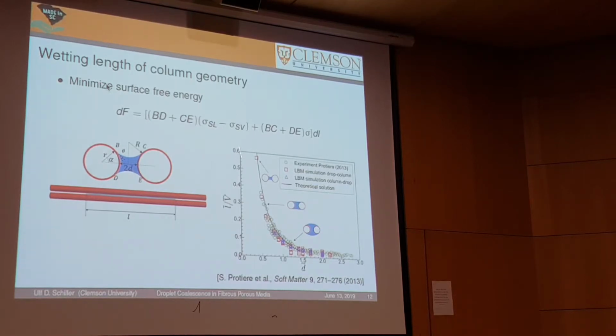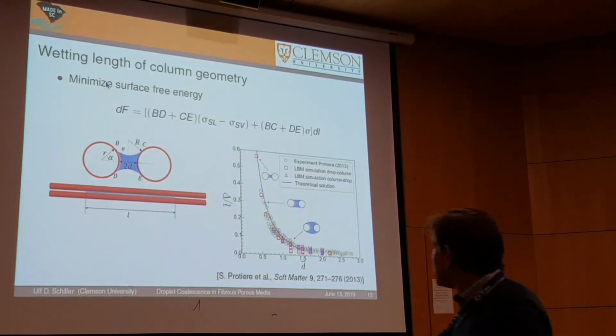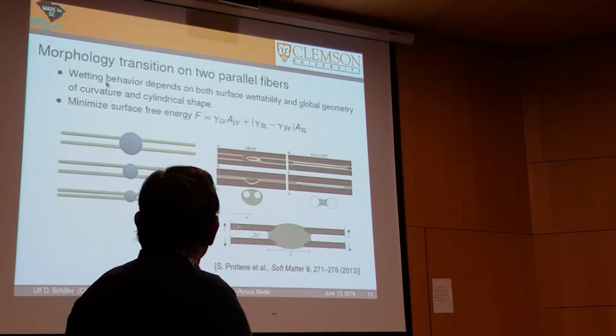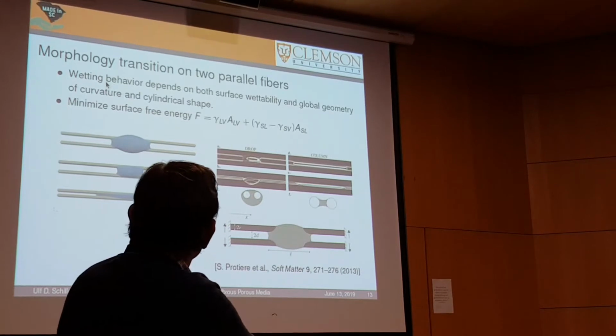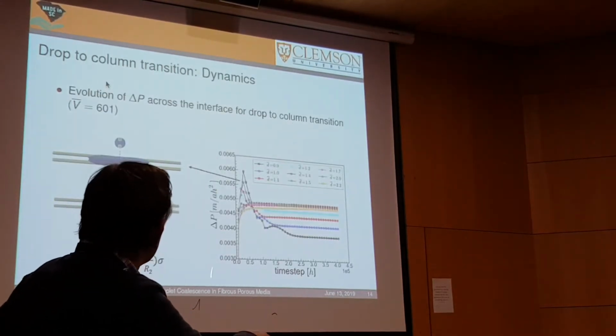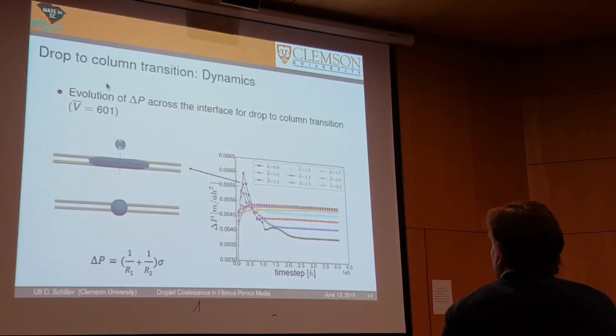And what we see here also is that the length of this column is similar, whether we start with a drop spreading out, or we start with a column that's initially too long and that recedes into a droplet. So right here, we cannot see any hysteresis, so we have to look more carefully into this. And that's what we essentially did by looking at the morphology transitions. So we started out with droplets that spread, and then we also looked at the capillary pressure, essentially, or the delta P across the interface for this transition.